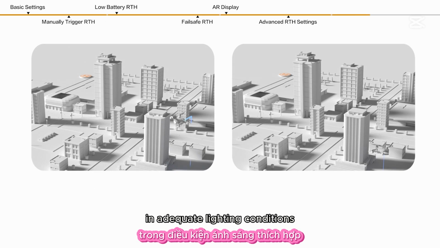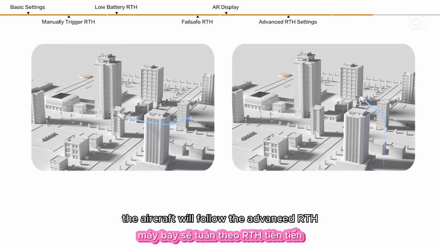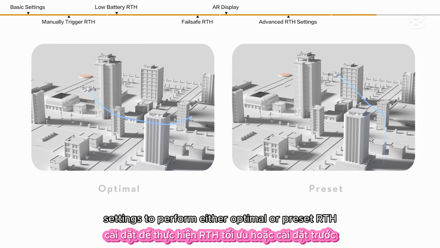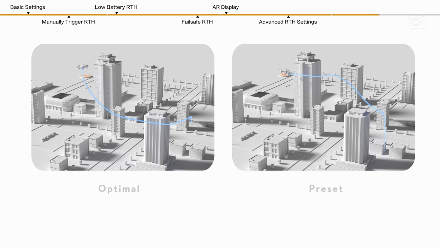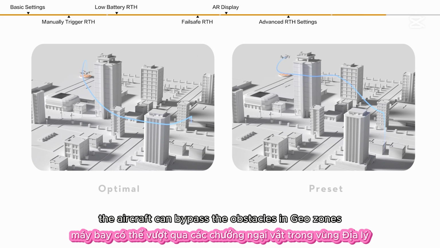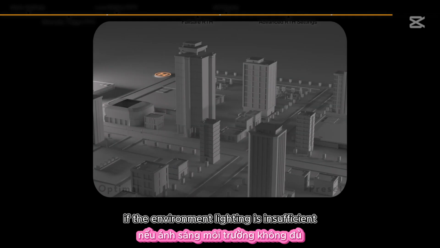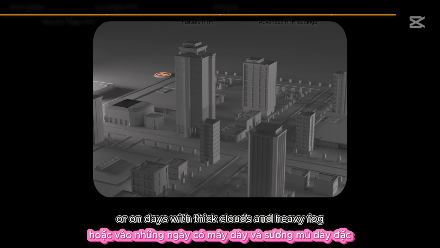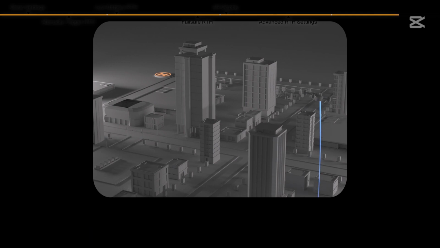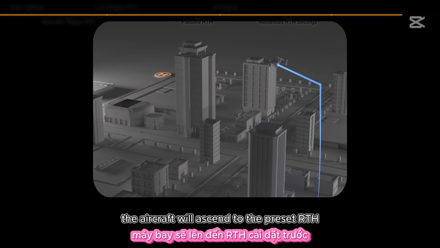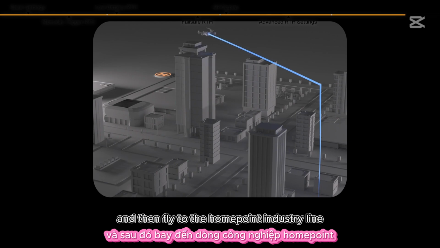In adequate lighting conditions, the aircraft will follow the advanced RTH settings to perform either optimal or preset RTH. During RTH, the aircraft can bypass the obstacles in geozones. If the environment lighting is insufficient, such as flying at night or on days with thick clouds and heavy fog, the aircraft will ascend to the preset RTH altitude first, and then fly to the home point in a straight line.